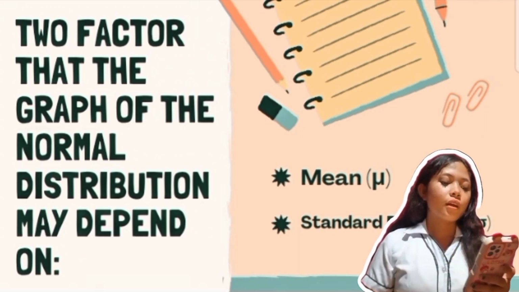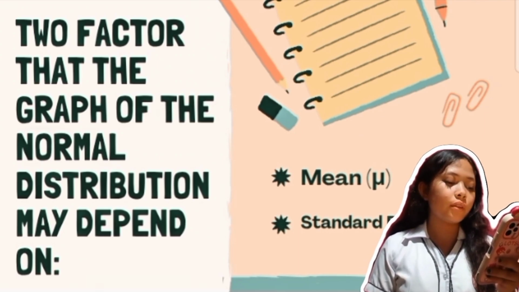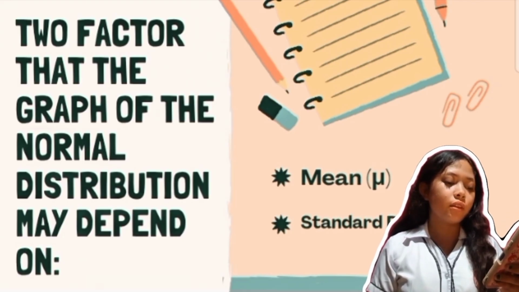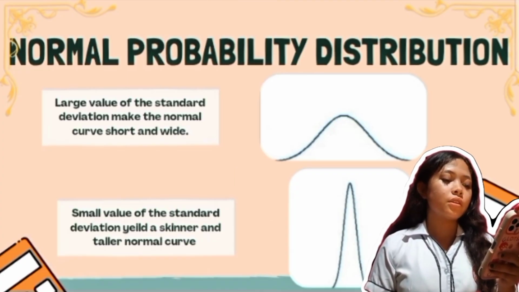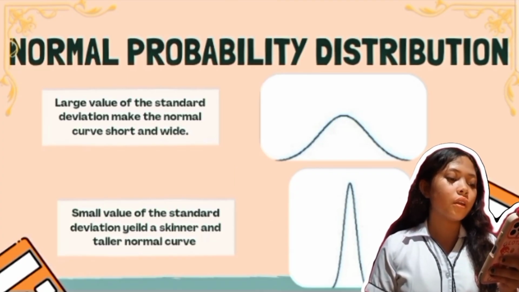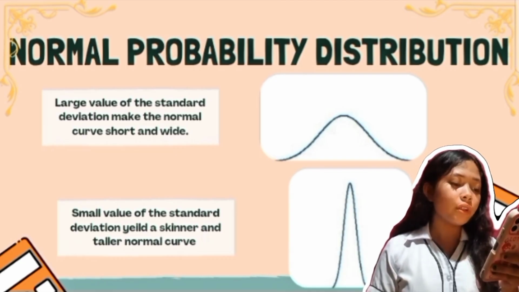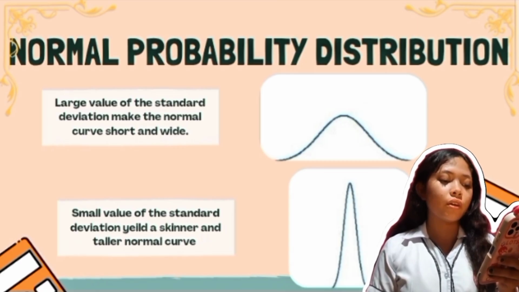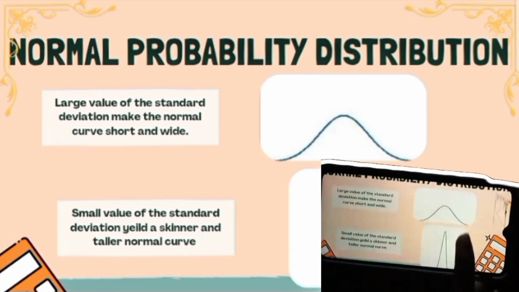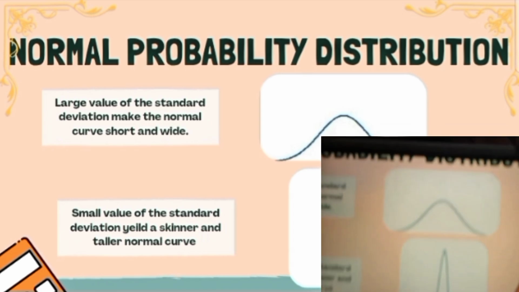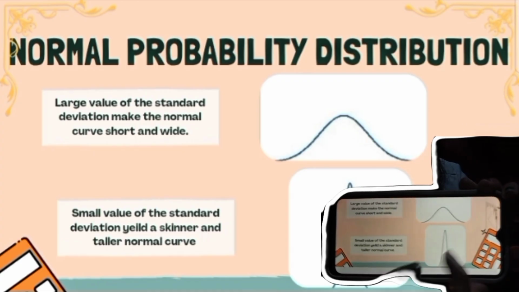Then we have two factors that the graph of the normal distribution may depend on: the mean, mu, and the standard deviation, sigma. Large values of the standard deviation make the normal curve short and wide. Small values of the standard deviation yield a skinnier and taller normal curve. These are examples of curves, one with a large standard deviation and one with a small one. They are different, but they are the same kind of curve.